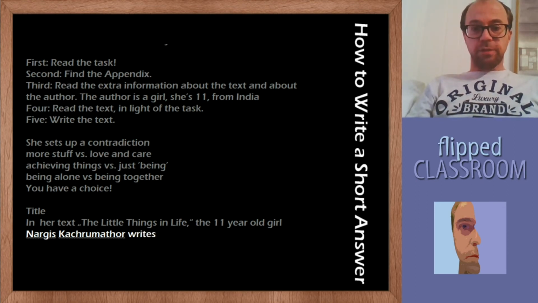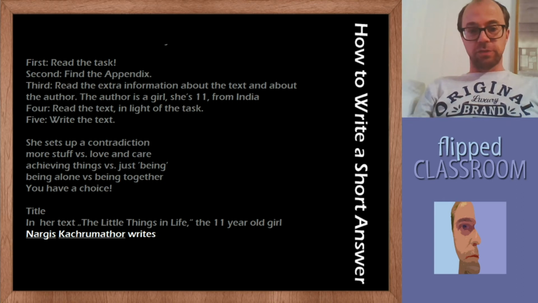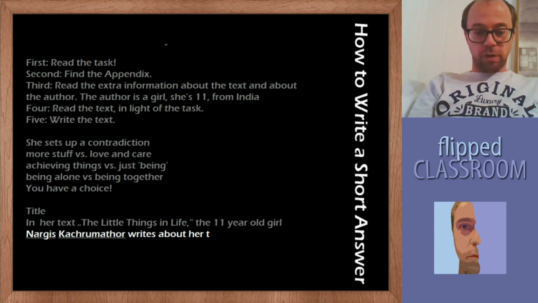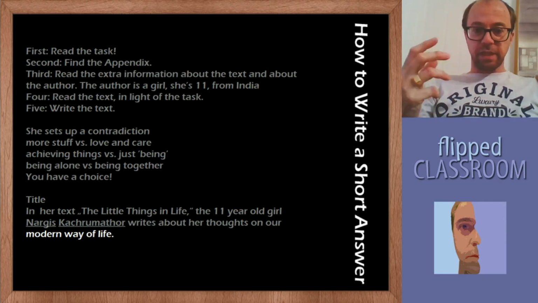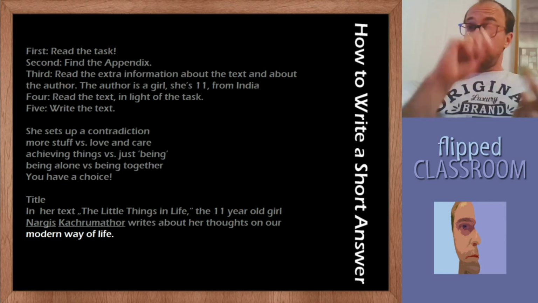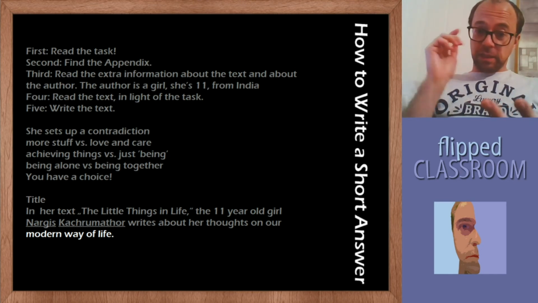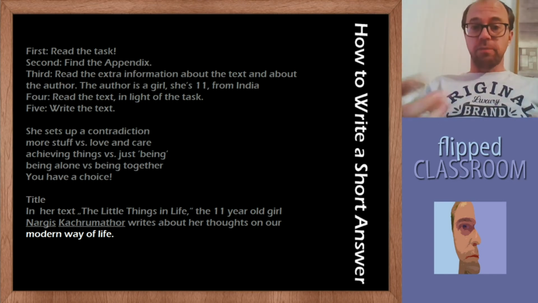In her text, Little Things in Life, the 11-year-old girl, Nargis Katrumathur, writes about her thoughts on our modern way of life. Okay, so this is a kind of a topic sentence, and I introduce the title and the author, and I say what she writes about, her thoughts on our modern way of life.